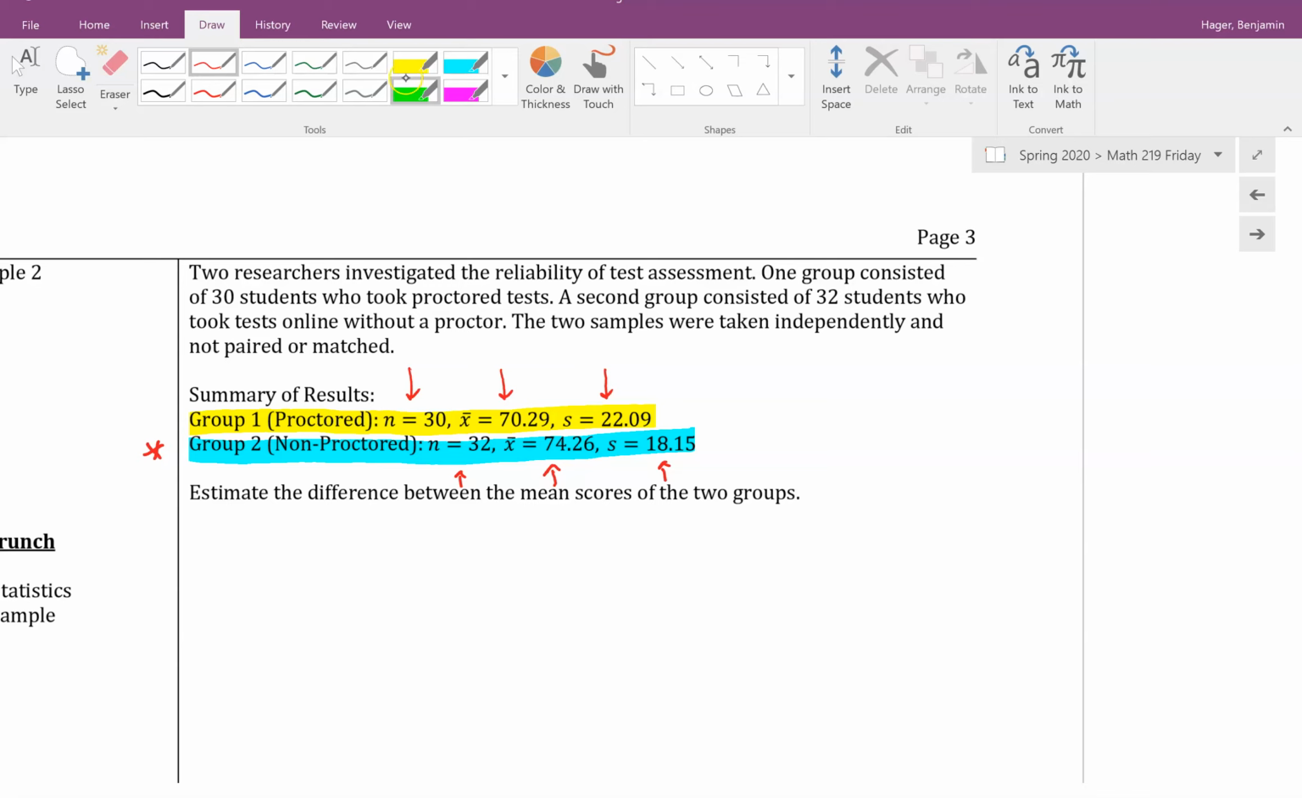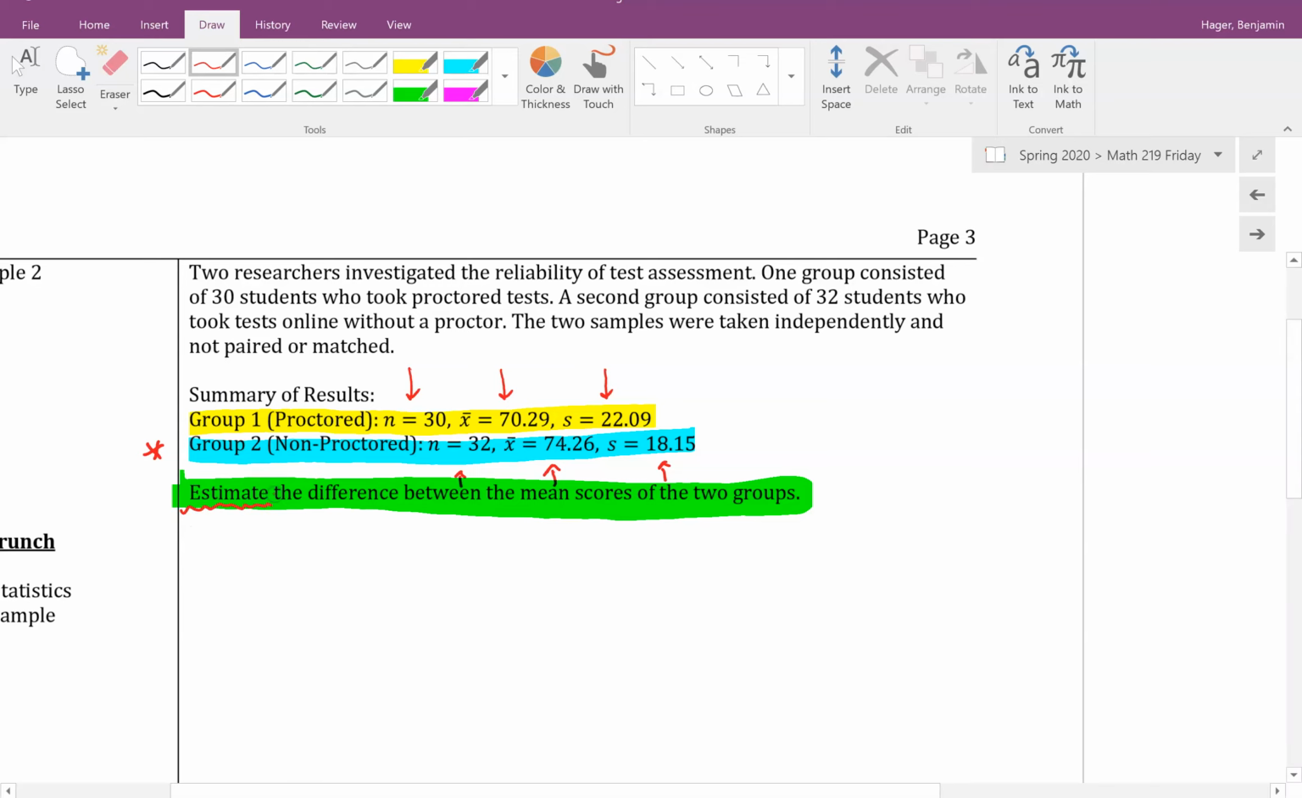Now, what are we doing here? This says to estimate the difference between the mean scores of the 2 groups. So if you're trying to decide, is this a test or an interval? This is an interval because of that word estimate. We are looking for a number. We're looking for the difference between these 2 groups.